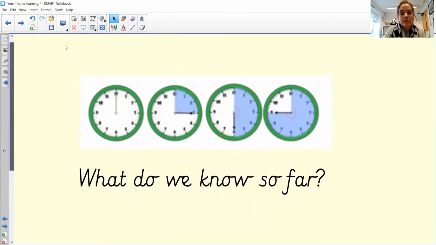Okay, so what do we know so far? So there's two of these that we've looked at. Pause the video now and discuss this. Apologies, these ones are a little bit blurry, but we know that this one, when it's pointing to the 12, this minute hand, we know that it's o'clock. We know with this one that when we've got that minute hand on this 6 here, it means half past. So far we've learned about o'clock and half past.